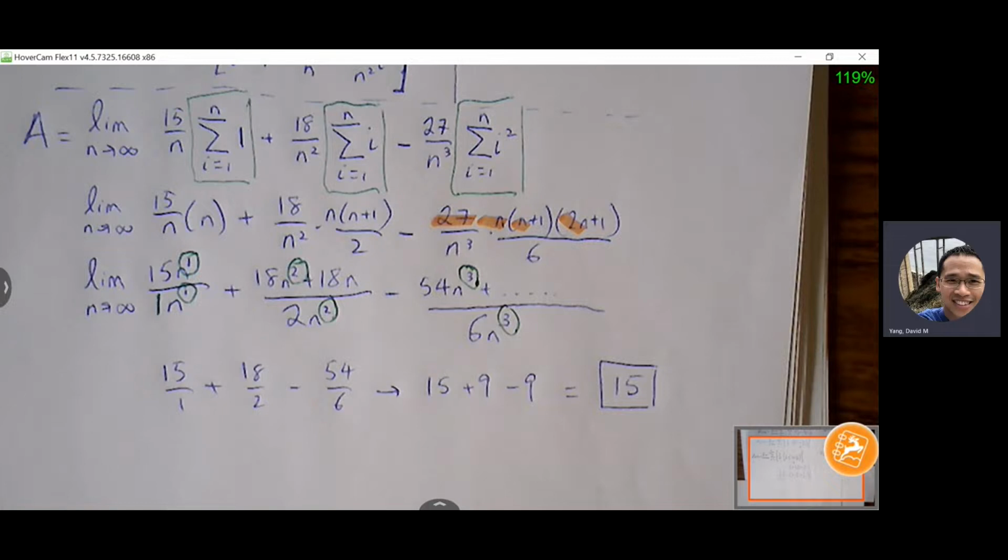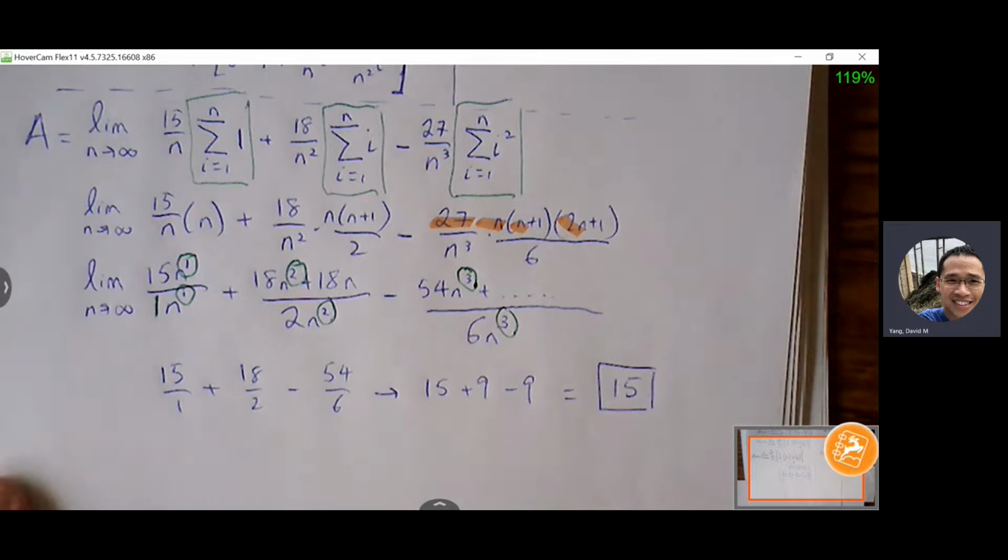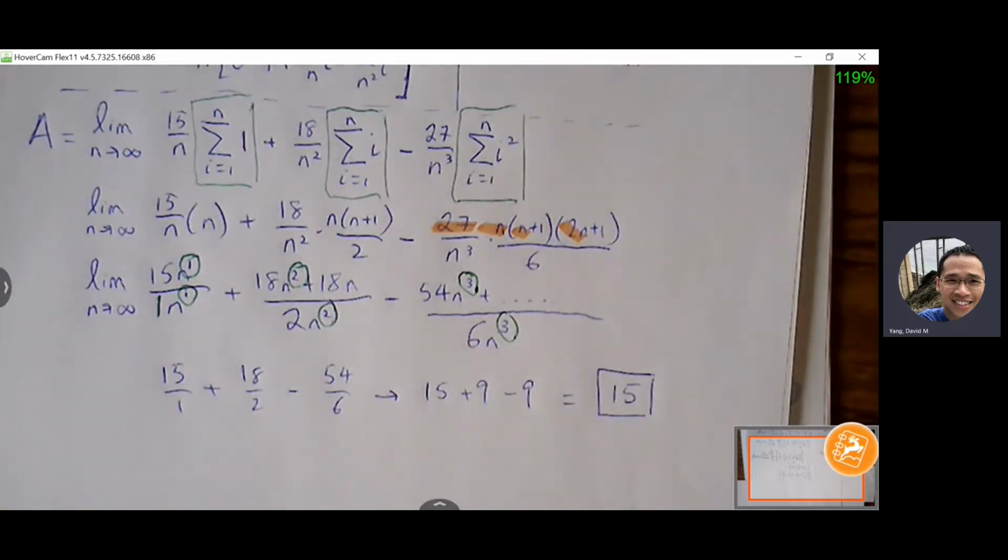Okay, let's turn to worksheet 2. This is page 13.